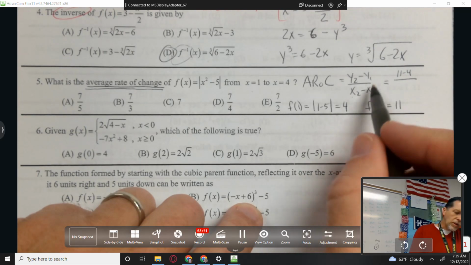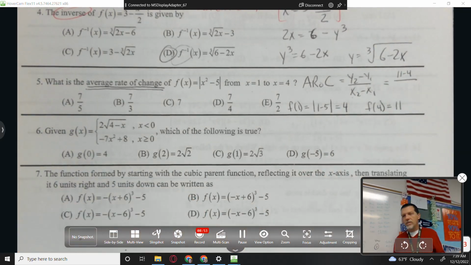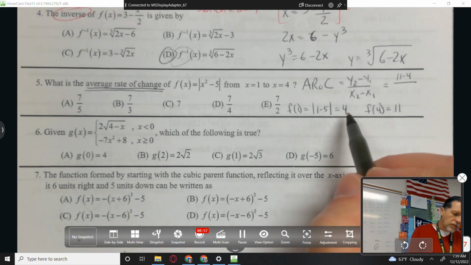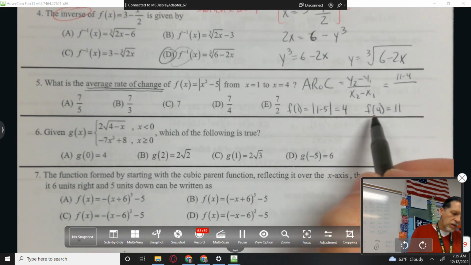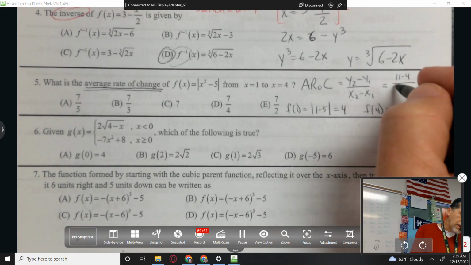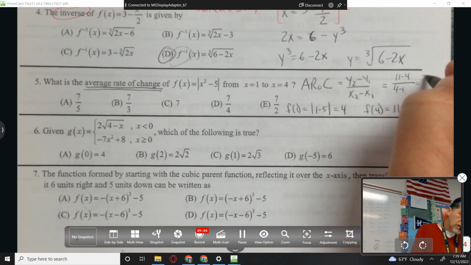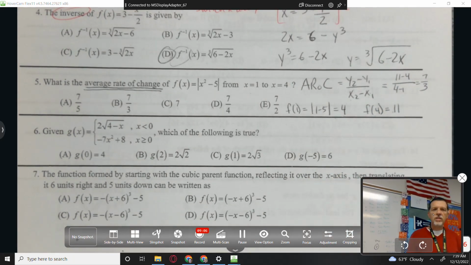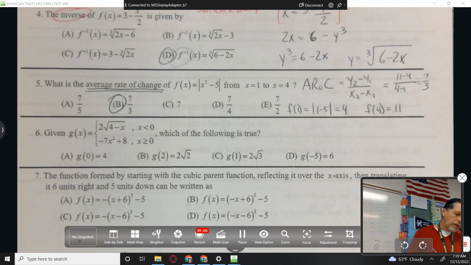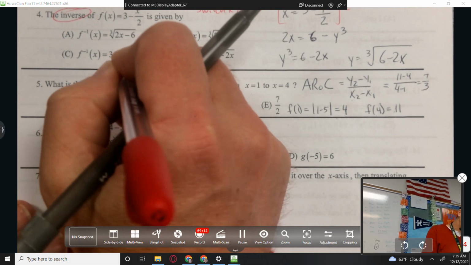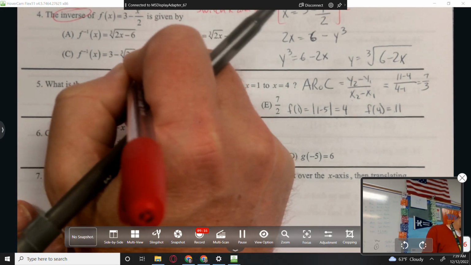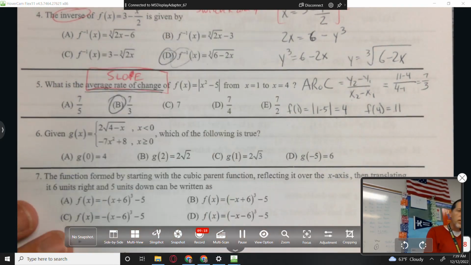x2 minus x1. Again, the order doesn't really matter as long as the order is the same, the top and the bottom. So if I'm doing 11 minus 4, then I need to do 4 minus 1 in the bottom. So 7/3. Again, not really hard to do, but average rate of change, fancy word for slope.